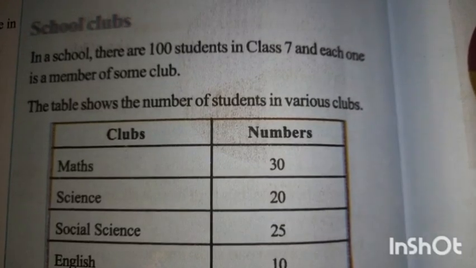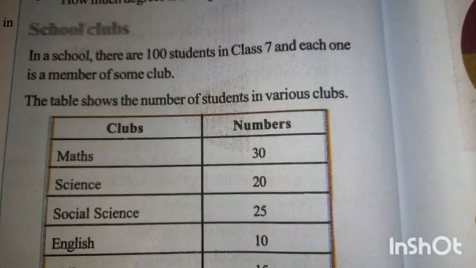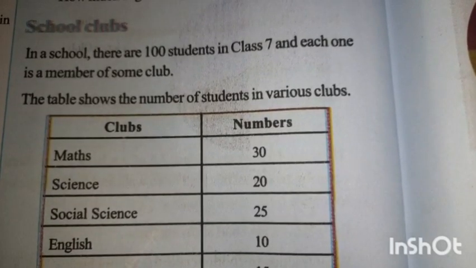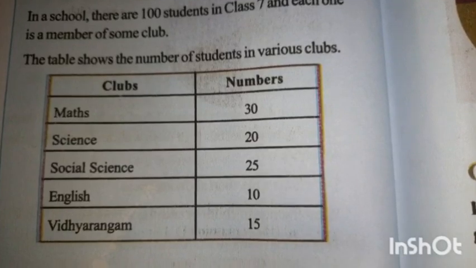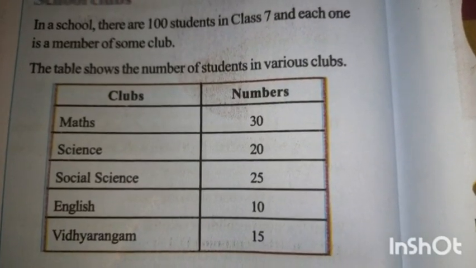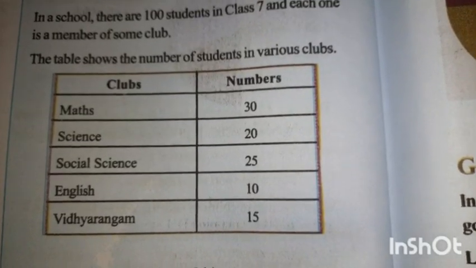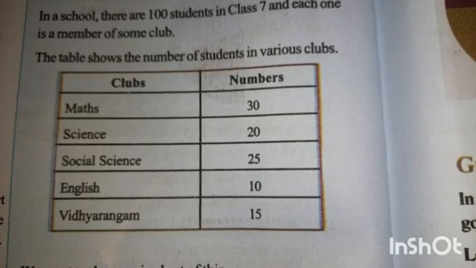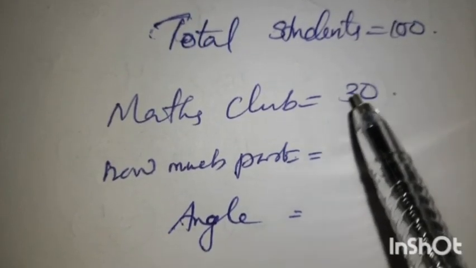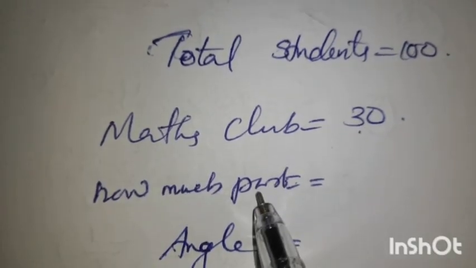In a school, there are 100 students in class 7. Each one is a member of some club. The table shows the number of students in various clubs: Maths 30 students, Science 20, Social Science 25, English 10, and Vidyarangam 15. We want to draw the pie chart. Total students are 100, and out of that 30 students are in the Maths club. Then how much part of the students?